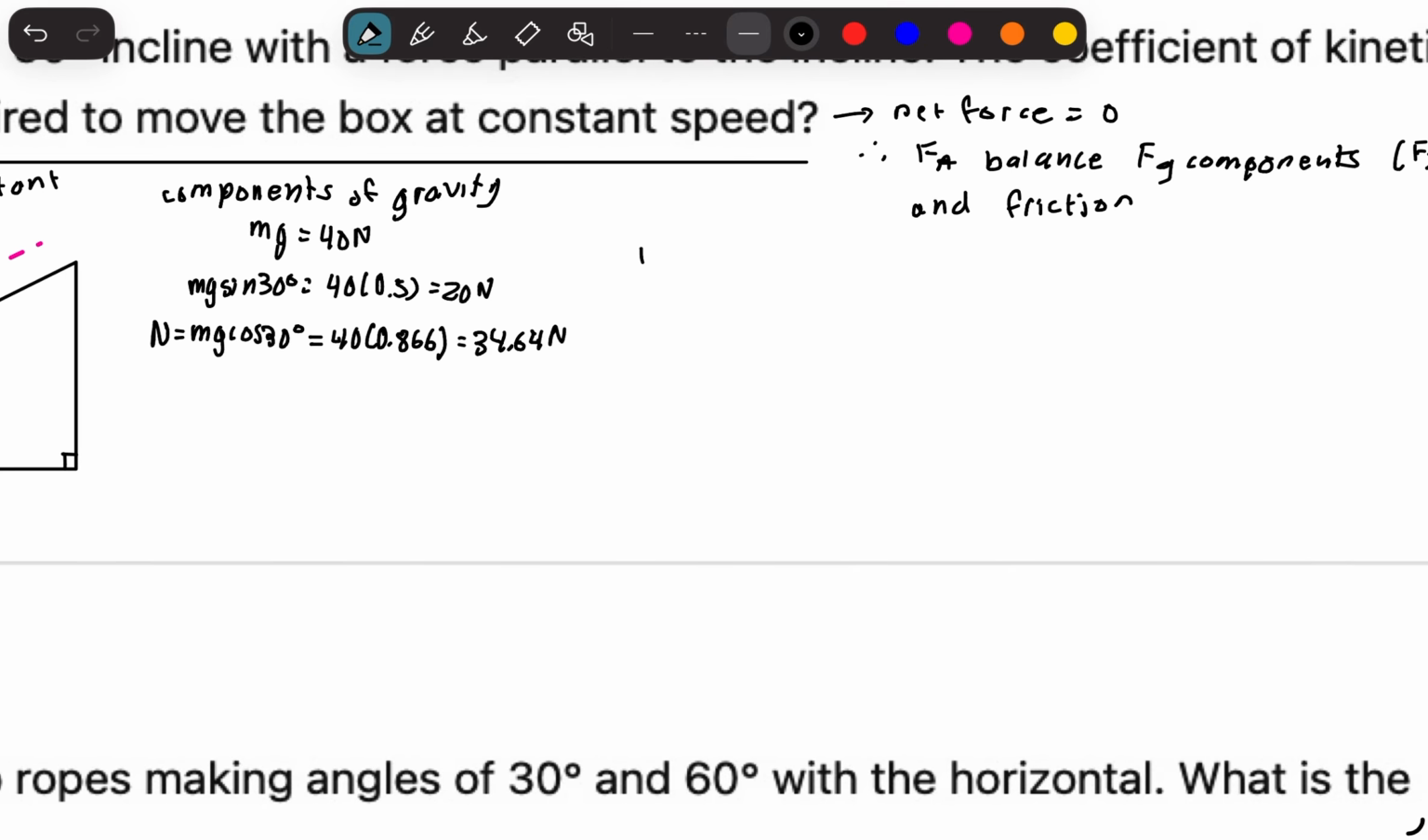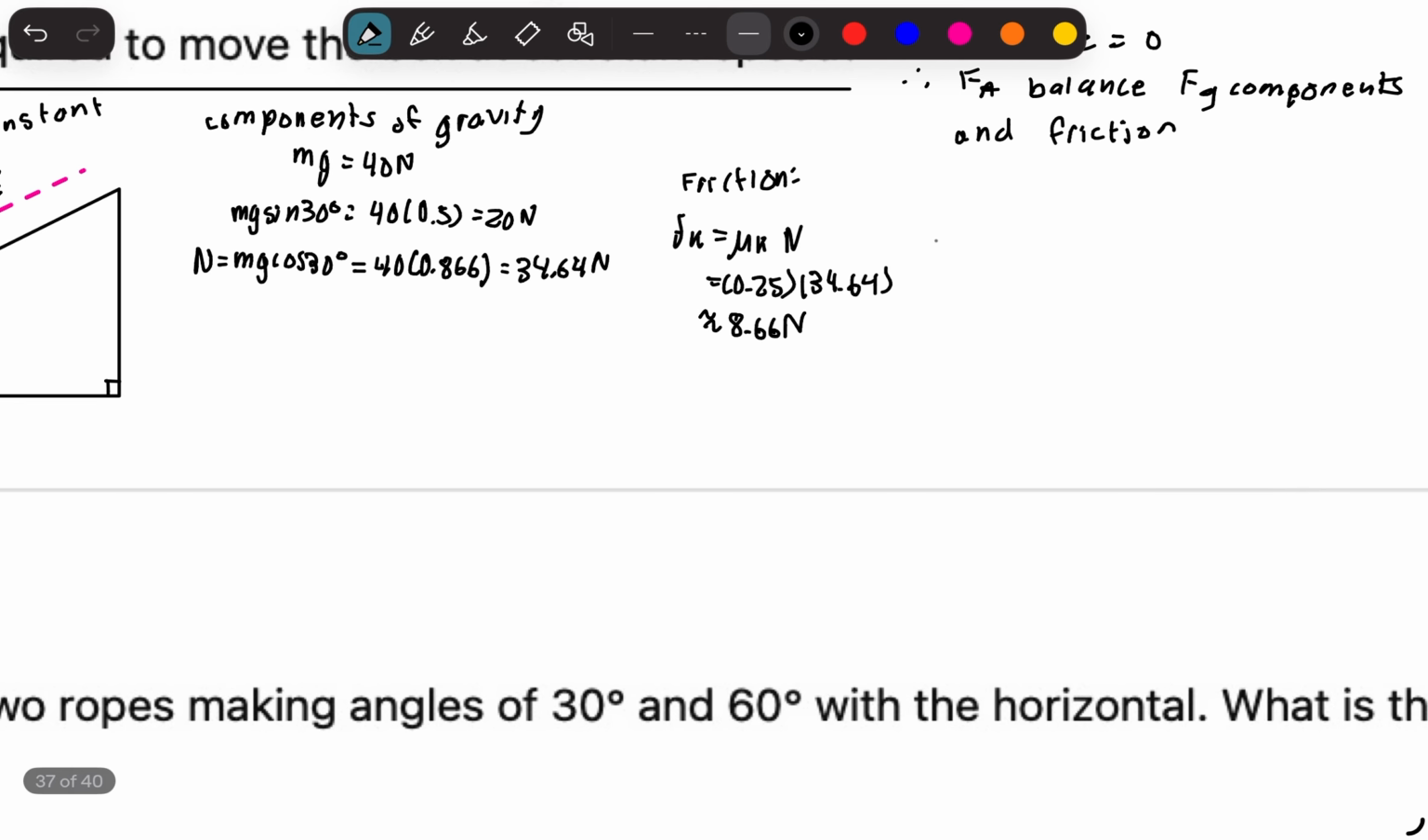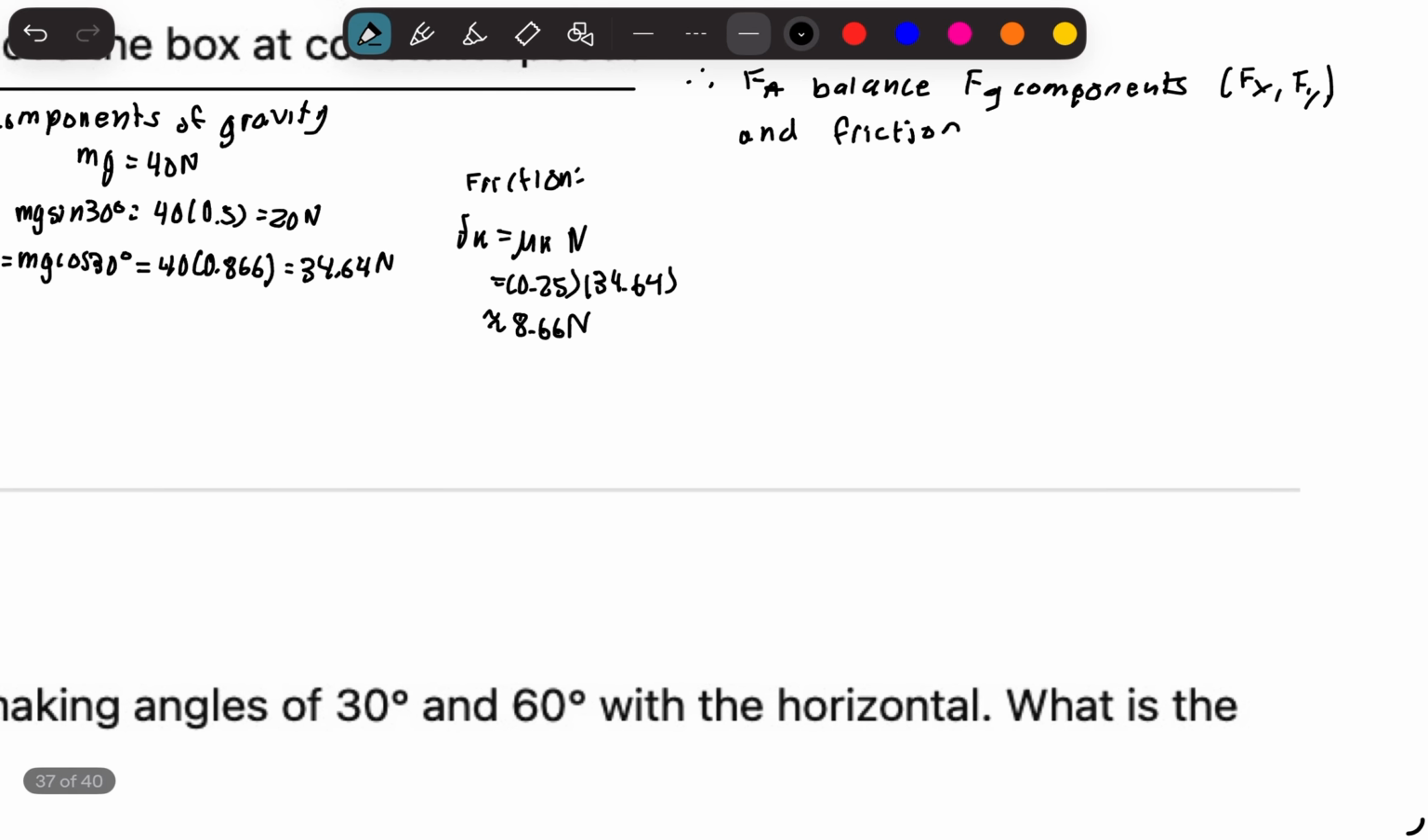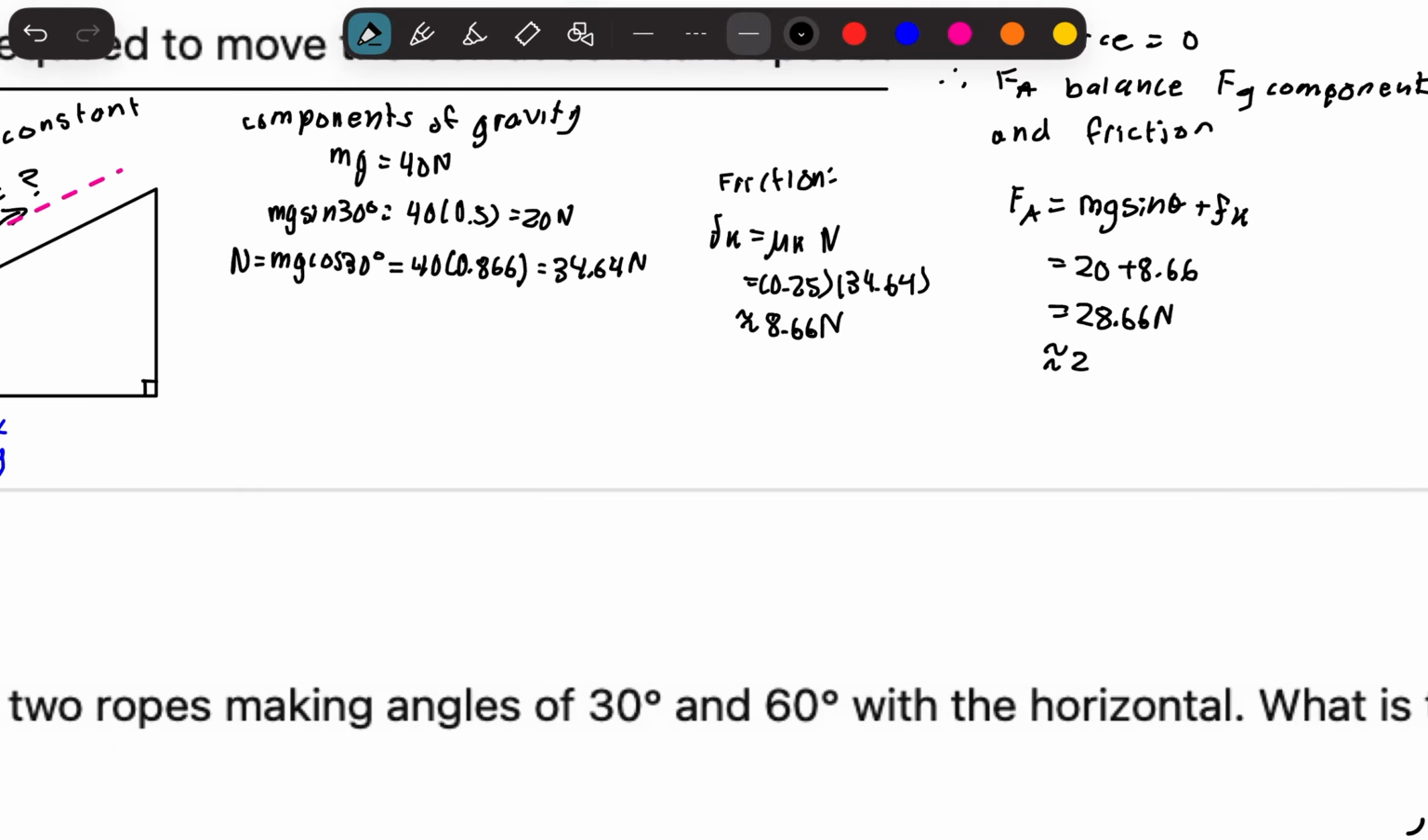Now for friction, Fk is equal to μk times your normal force, which is going to be 0.25 times 34.64, which is approximately 8.66 newtons. Now your forces have to balance out. So that means your Fa is equal to your Mg sine of theta plus your Fk, which is equal to 20 plus 8.66, which is equal to 28.66 newtons, which is approximately 29 newtons.